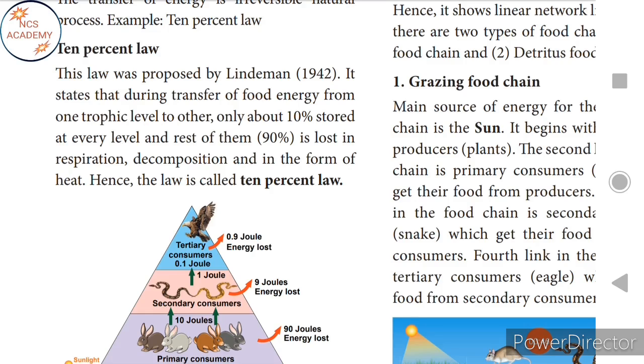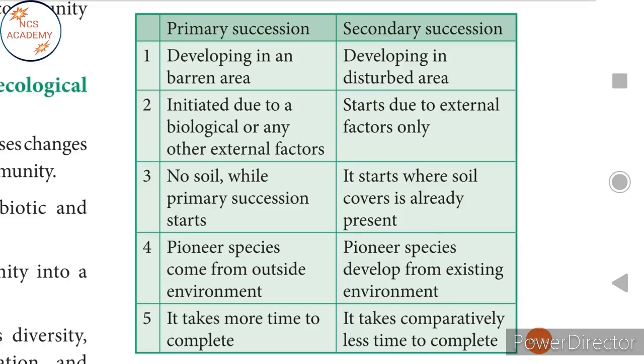Next important question, write the differences between primary succession and secondary succession. The primary succession develops in a barren area. This is the first form. The secondary succession develops in a disturbed area. Already species are there, due to some external calamities they are destroyed, and they reform again. That is the secondary succession.